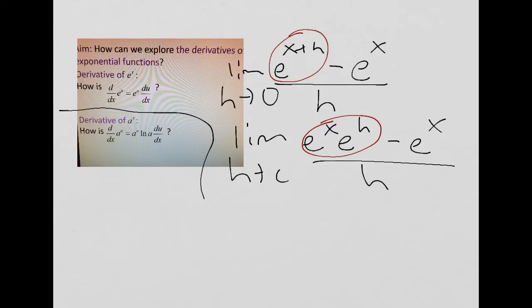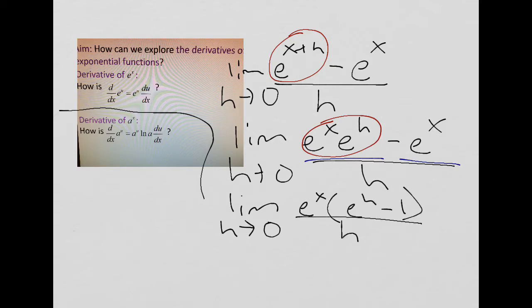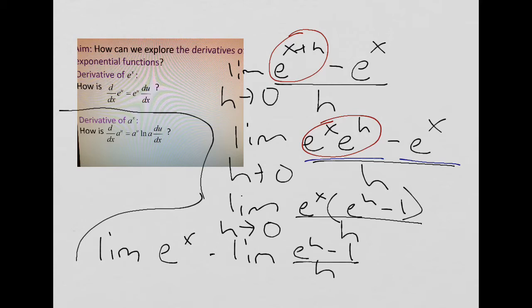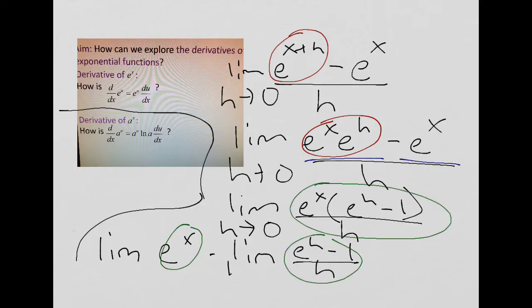So you may notice that within our two terms, we can factor out an e to the x. So that's what we're going to do. So now we can actually use our limit properties, not derivative properties, but limit properties. And say we're multiplying these two things together. That's this. So we're taking the limit of each.